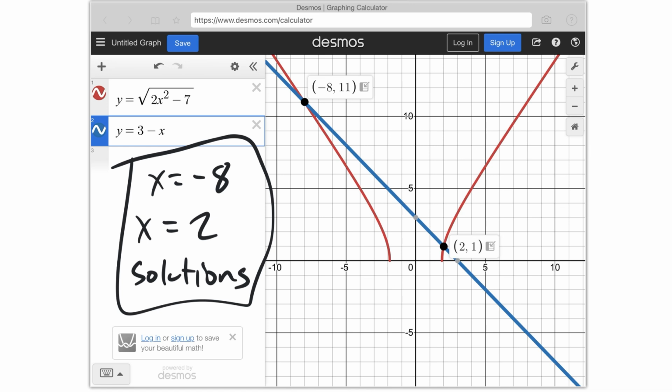If you want to think about this red graph, you can think of it as having an initial function, 2x squared minus 7, and then we graphed the square root of 2x squared minus 7, with the transformation of rooting the whole graph, something we looked at in a previous lesson.